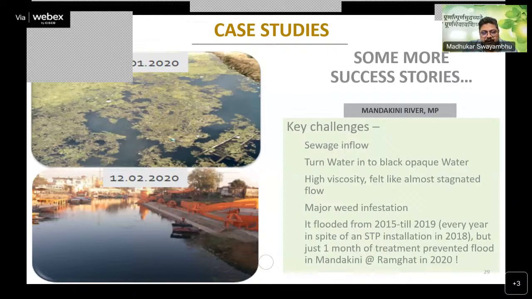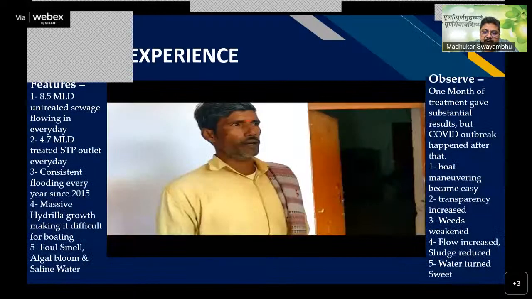We did a project just for a month's time, free of cost, as a proof of concept for them. And I'm very happy to say that in 2020, it rained more than in 2019 in Chitrakoot, and still it did not get flooded. So that is the biggest success of our treatment in this particular water body.